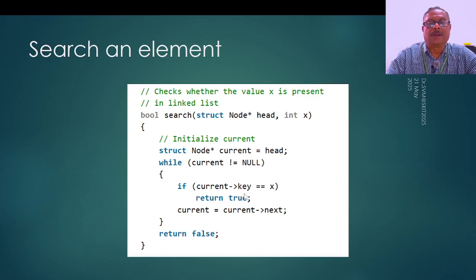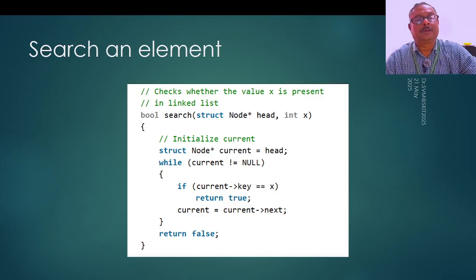If the current node's key is not equal to x, then let us move to the next node and repeat the same thing. We repeat this till we get either a node with a value x, or till we reach the end of the linked list and still never get the chance to equate to x. Only then we return false.